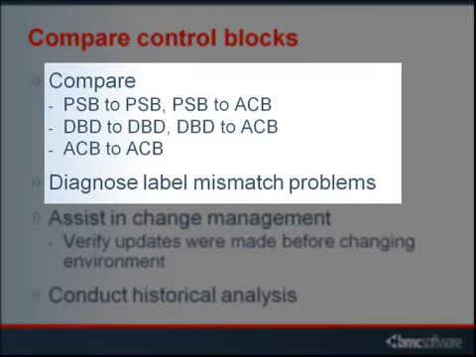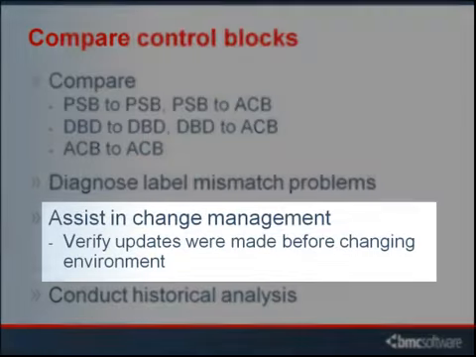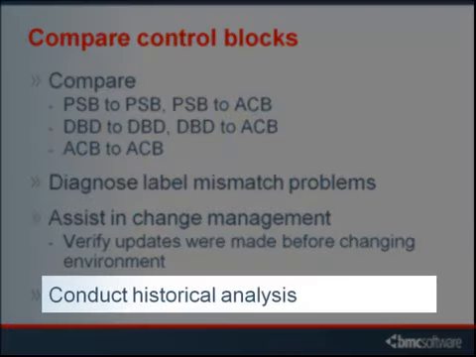You can compare a control block to another control block of the same type or a different type to diagnose label mismatch problems. For example, you can see the differences between a DBD and its corresponding ACB. Change is risky, so it's important to compare control blocks to ensure that all necessary updates were made before migrating to a new environment or changing the current environment. You can compare control blocks over time and see the differences between one generation and another.